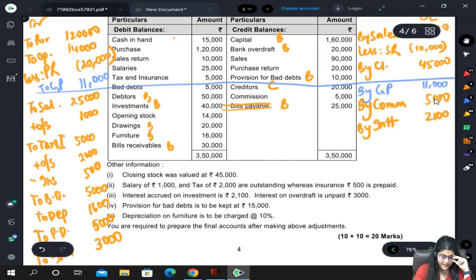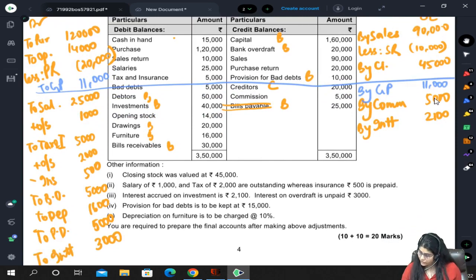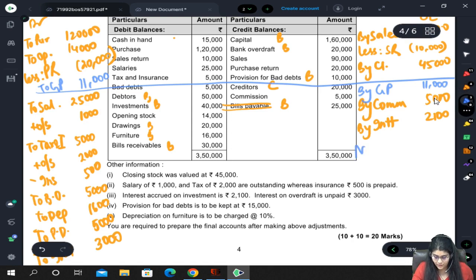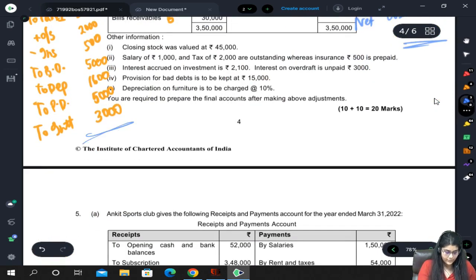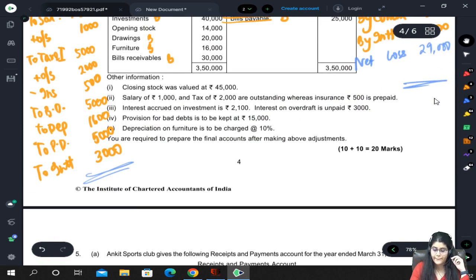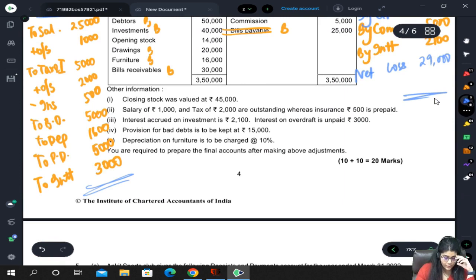PL account also, we just have to balance everything. Salaries done, tax insurance done, provision for bad debts done, depreciation done. Okay, yes, everything done. So I think net we are getting a loss. Net we are getting a loss of 29,000. All right. So that finishes our PL account. Coming to our balance sheet.